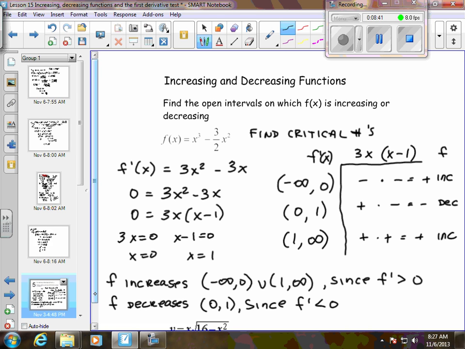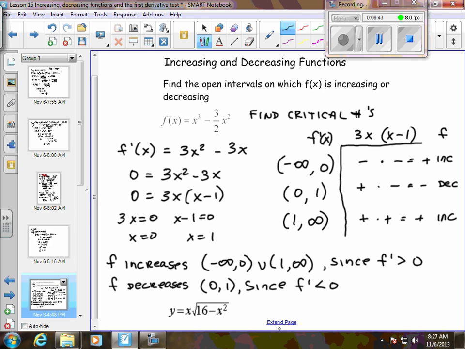Questions on that example? Okay, let's try another one.